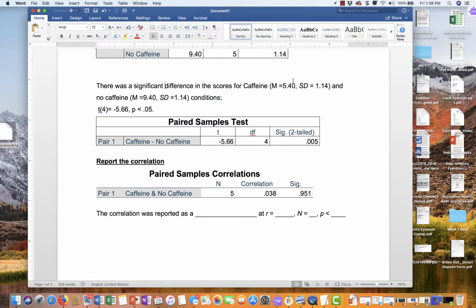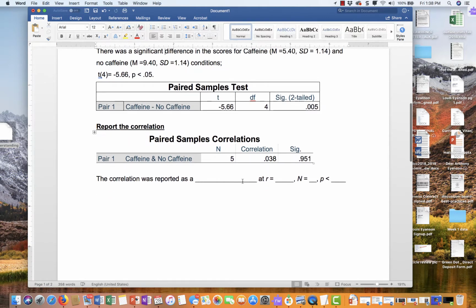So I'm going to take out these words right here. Caffeine, 5.40, 9.40. Okay, conditions, and then after that, here is your formula. You take those right from those boxes there. And then you have a correlation. The correlation here is 0.038, very close to 0, so it's a very slight correlation. There's no negative sign, so we now know it's a positive.